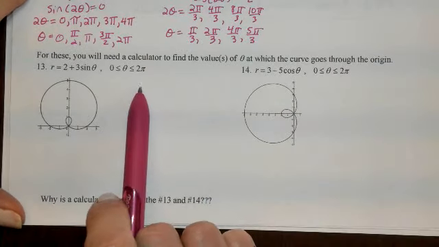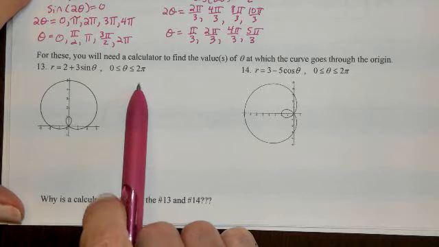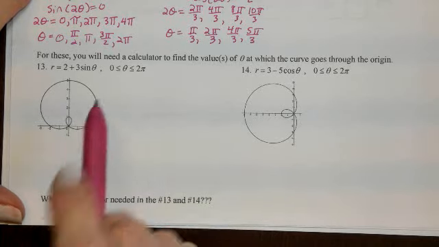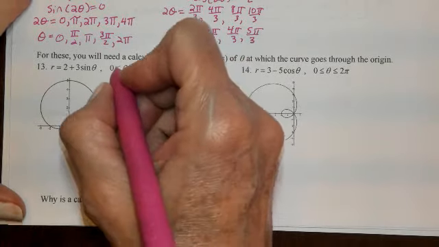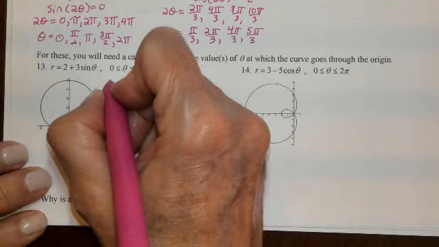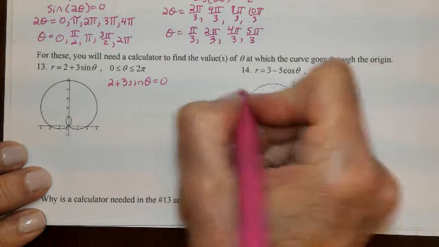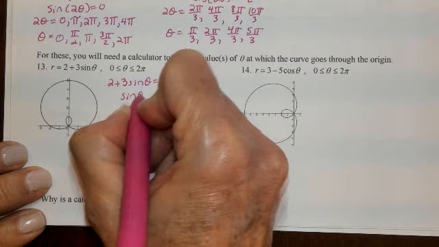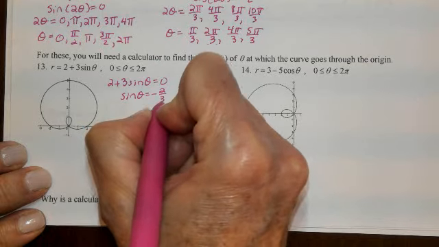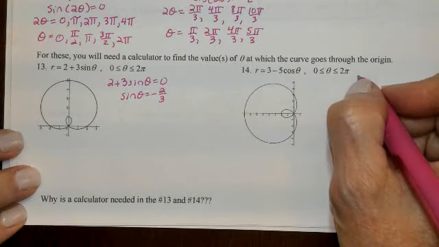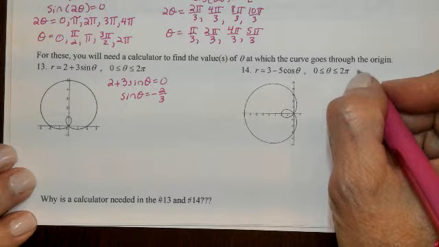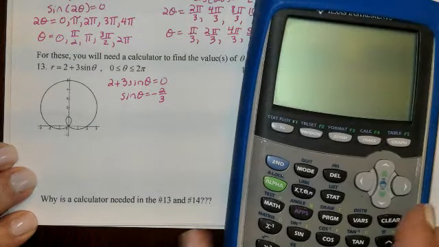For these, we're going to be doing the same thing, but we're going to need a calculator, as you'll see. So on this one, when we set r equal to 0, we get sine of theta is negative 2 over 3. Do we know an angle that makes sine negative 2/3? No, we do not. Okay?